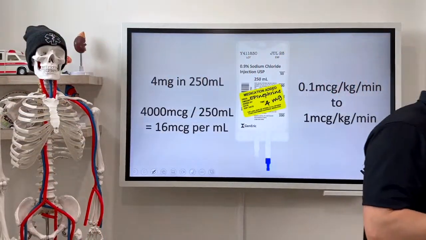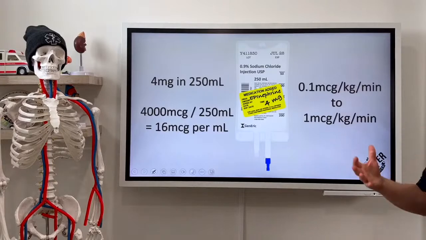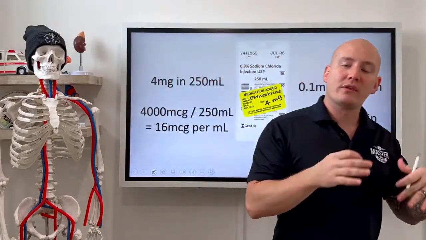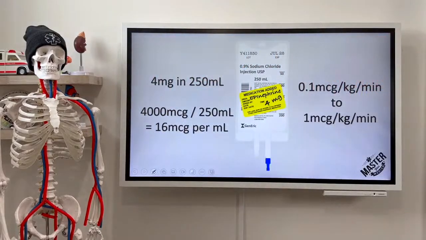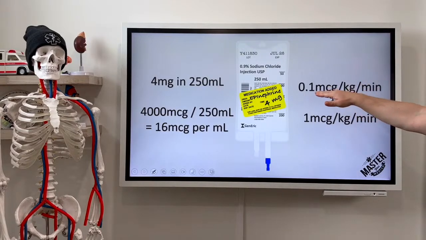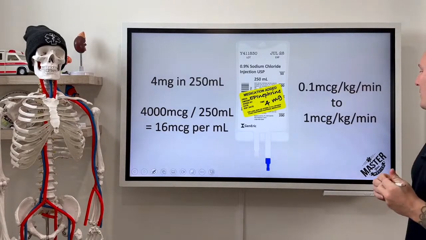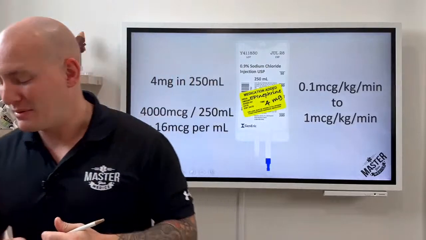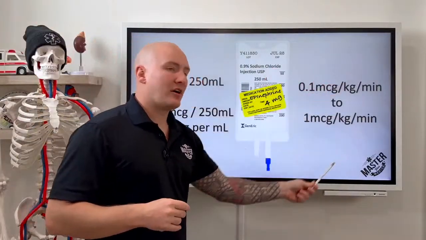Now, what's the dose for epinephrine? I went with the range of dose within my protocols. It might be different than yours, but our range for epinephrine in bradycardia is a flow rate of 0.1 micrograms per kilogram per minute to 1 microgram per kilogram per minute, which is a lot. That's a lot of epinephrine. Okay, so that's our concentration.